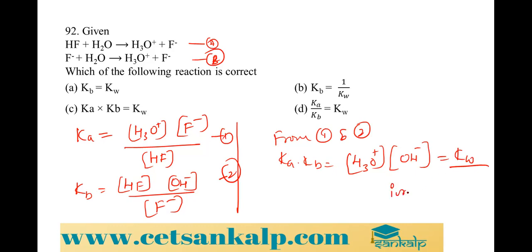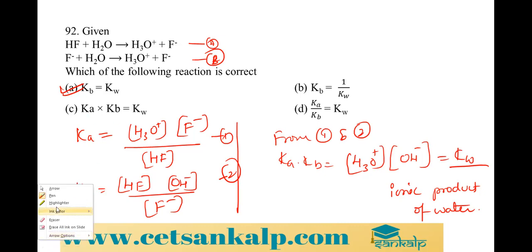Kw is what? The ionic product of water. So option A is coming, Kb is equal to Kw. Is that right? One second. Not option A. Look, which one is coming? Option C comes, Ka into Kb is equal to Kw. The expression is right here. Am I right?